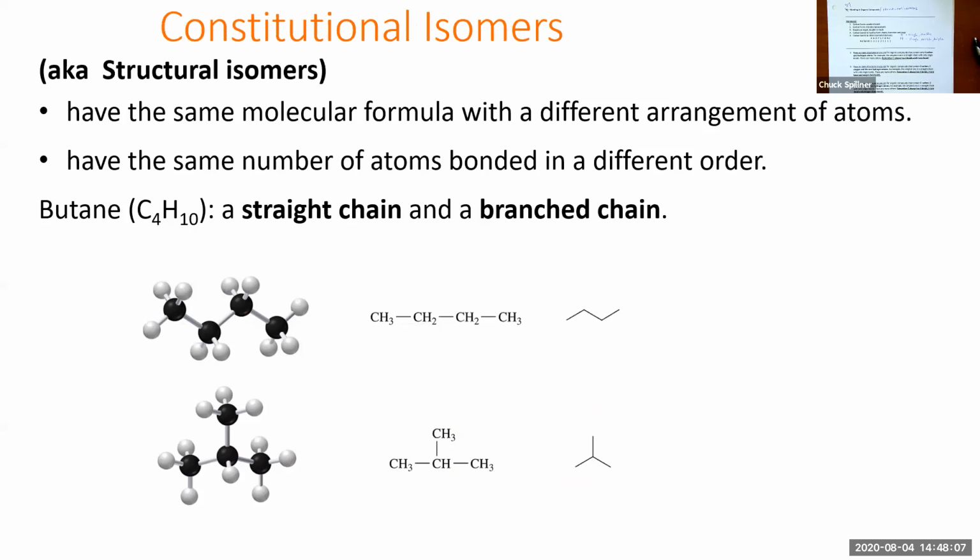So constitutional isomers first, also known as structural isomers. They have the same formula with different arrangement of atoms. They have the same number of atoms bonded in a different order, another way to say that. So we'll look at a simple compound, C4H10, which is called butane. This has the formula CnH2n+2, so we know it's an alkane. All the bonds in this butane are single bonds.